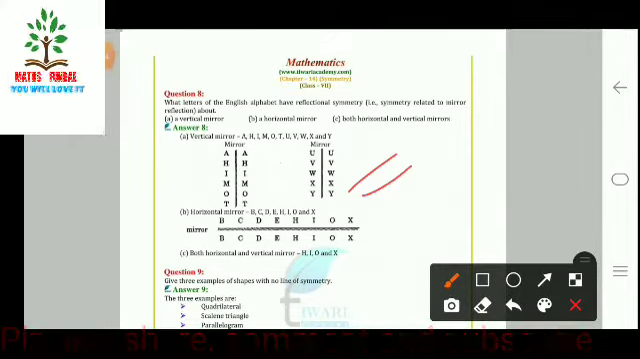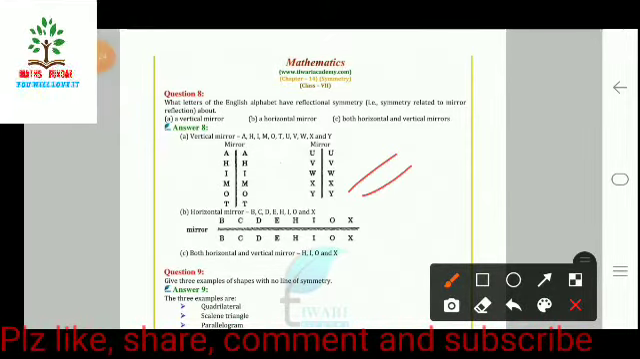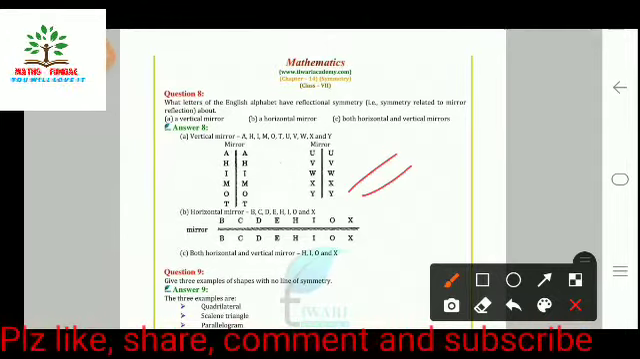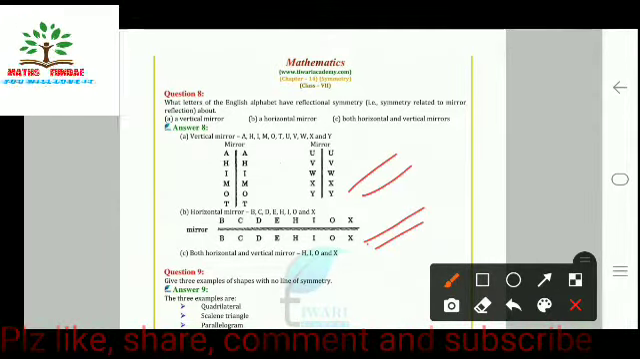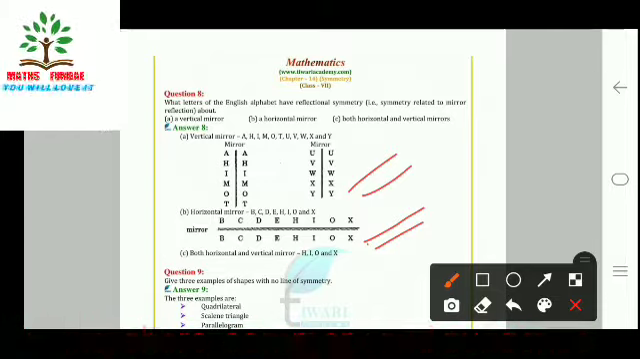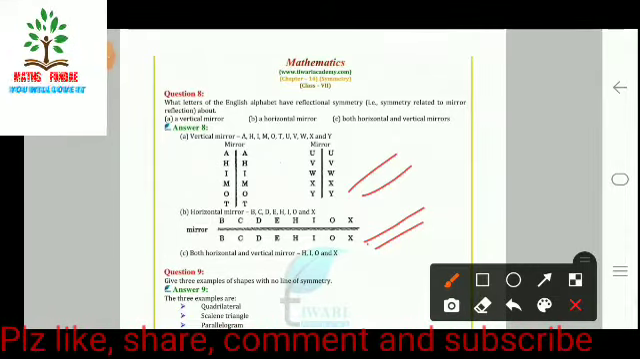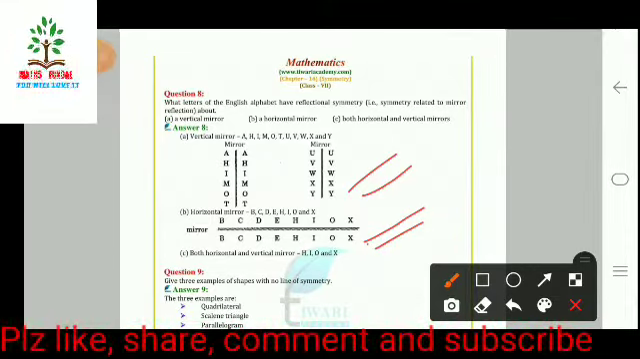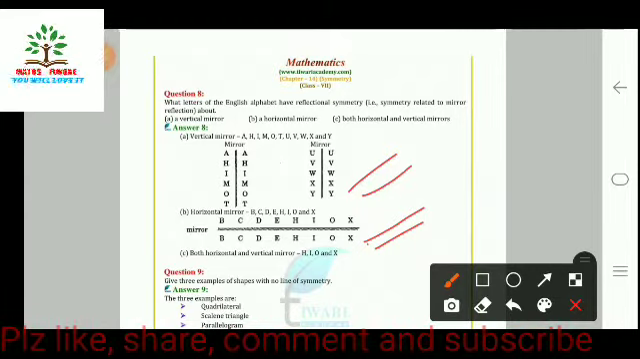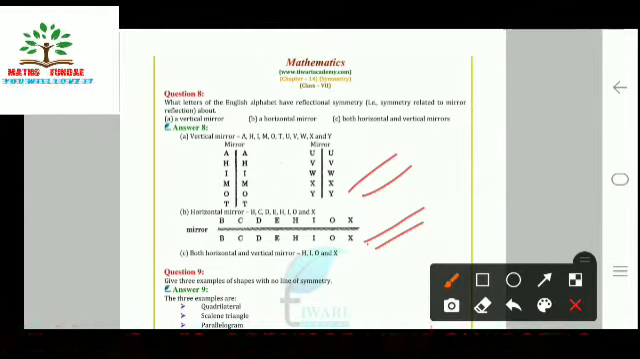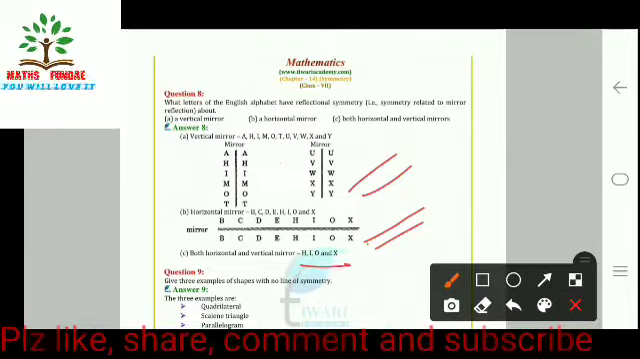Now in the horizontal mirror we have the alphabets B C D E H I O X. In this we will get the same image. So for both horizontal and vertical mirrors, few are there. Both have vertical and horizontal mirror images symmetrically, that is H I O X.